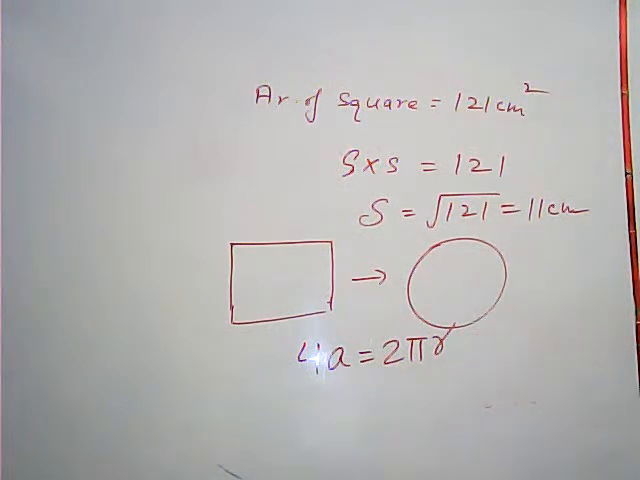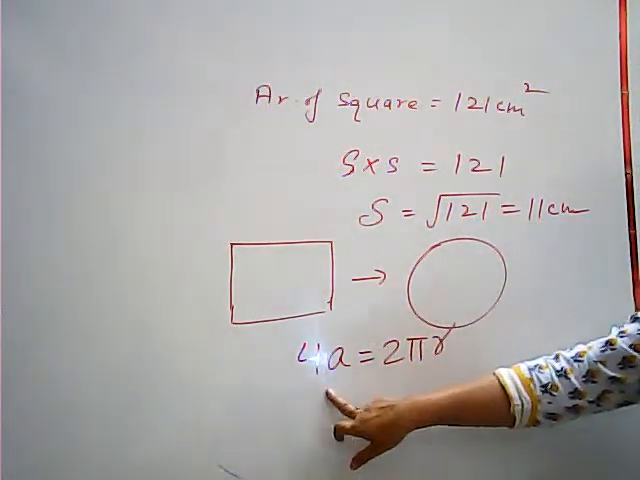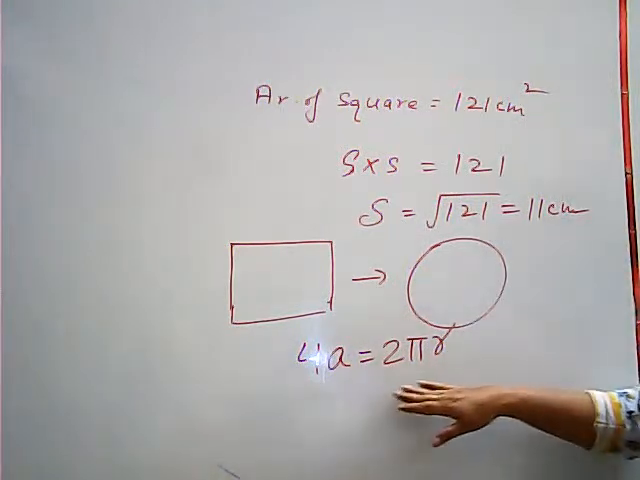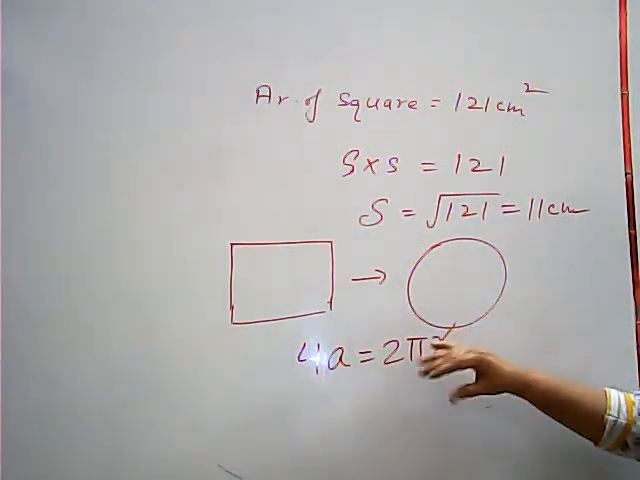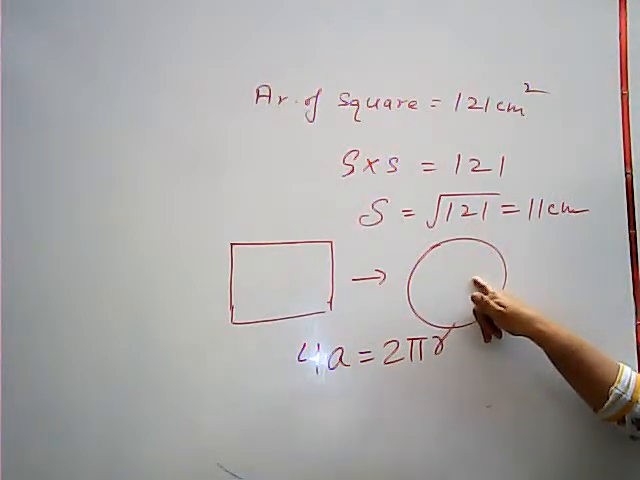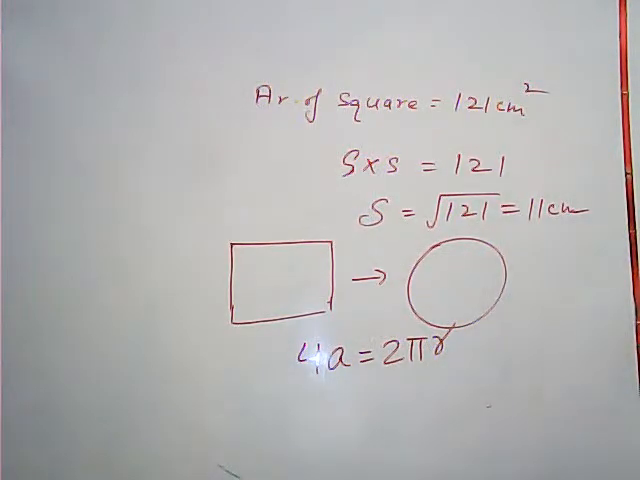From here you will get the value of the circumference, because you need to find the circumference. So 4 multiplied by 11 is equal to 44. So 2 pi r, the circumference of the circle, is equal to 44 centimeter. Yes, 44 centimeter is your correct answer. Okay, very good. So I am getting answers from Mishra, Japneet.